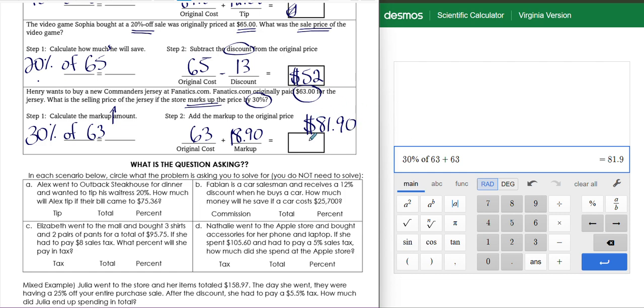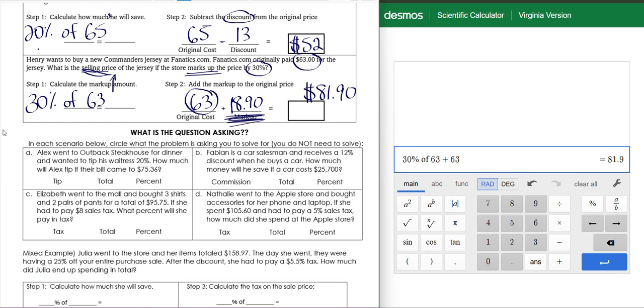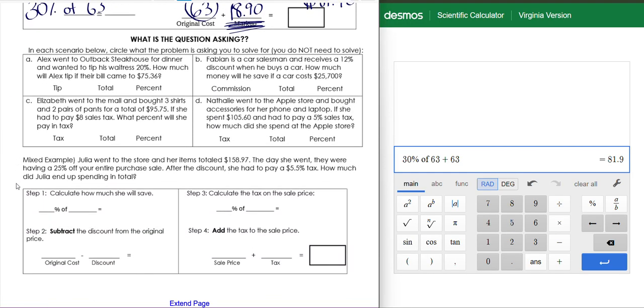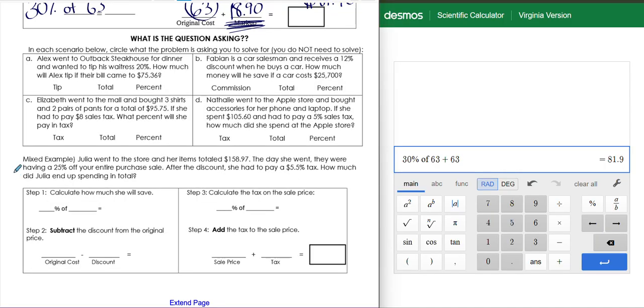So that's the price that you'll buy it for. This is the price that they bought it for. This is their profit or the markup. So you can see reading here is going to be very important. You need to understand that they're looking for the selling price here, not just the markup amount. You're going to need to find the markup amount to find the selling price. So that's what we're going to talk about in these next 4 examples. Just what's the question asking?